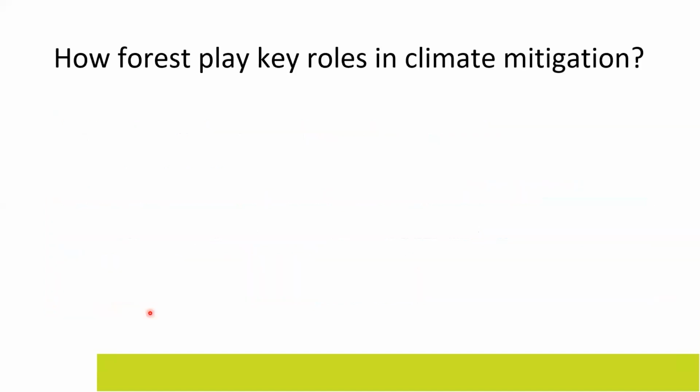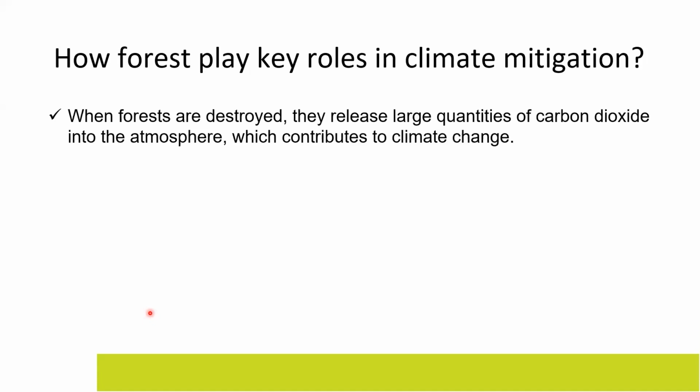Now, going further, we need to really know how forests play a key role in climate mitigation. One aspect is the large quantity of CO2 being emitted is being consumed within the forest. As humans, we breathe in oxygen and we breathe out CO2. As for plants, they breathe in CO2 and they emit oxygen. So when forests are destroyed, they release a large quantity of carbon dioxide into the atmosphere, which contributes to climate change. That means there won't be a place to keep this CO2 and it stays in the atmosphere.